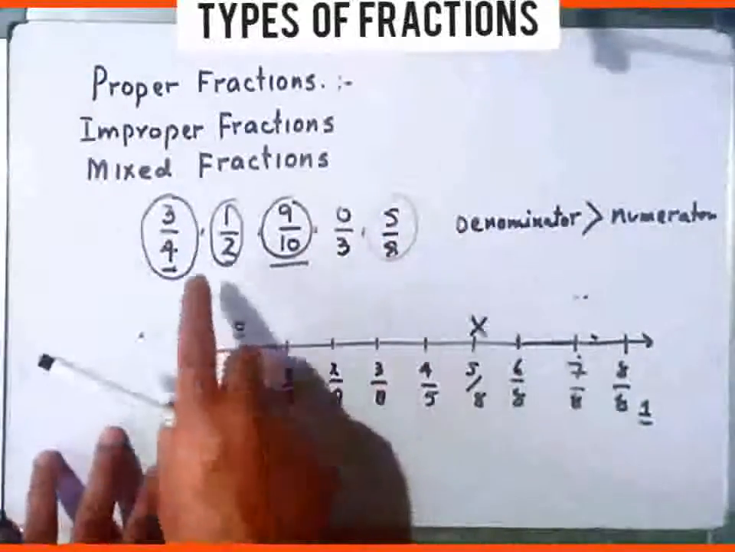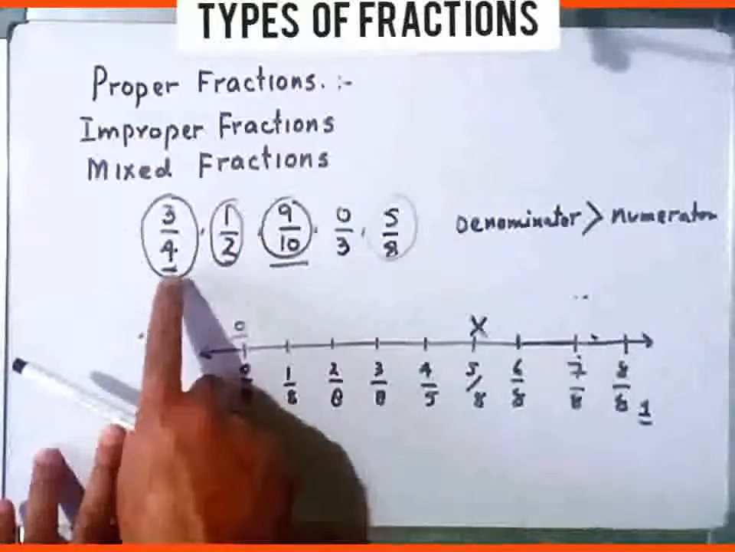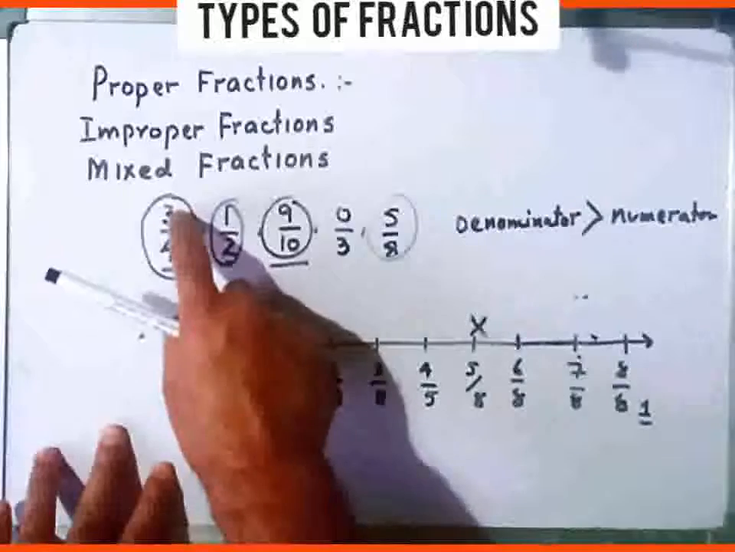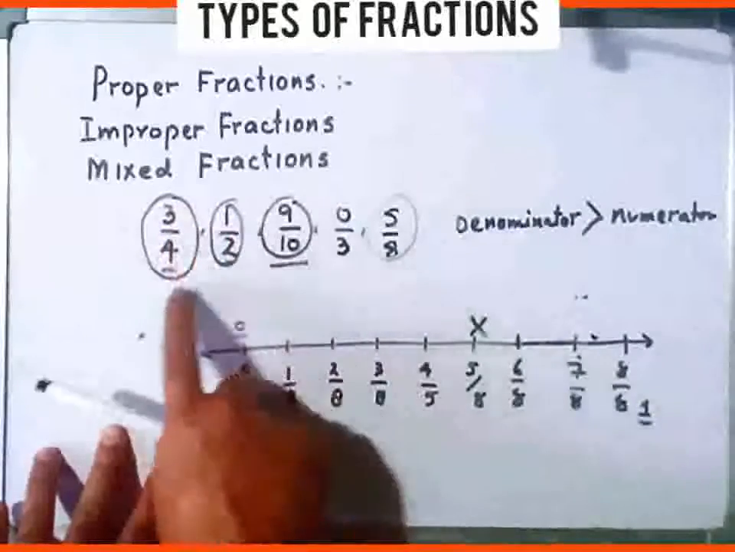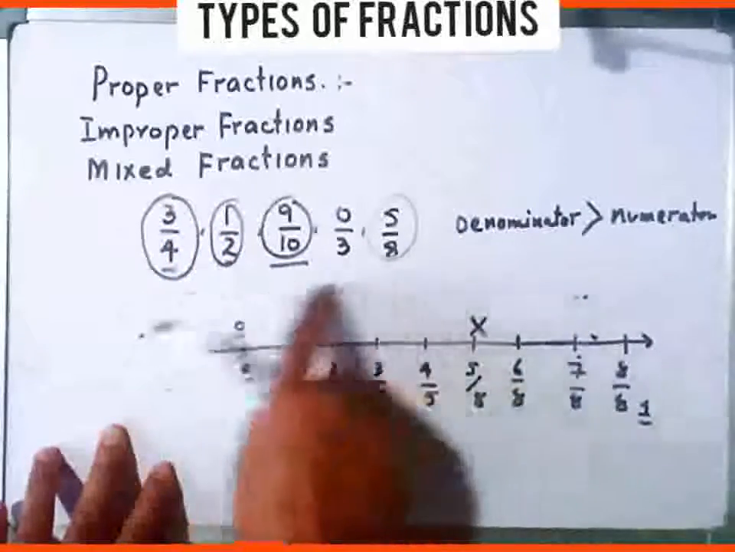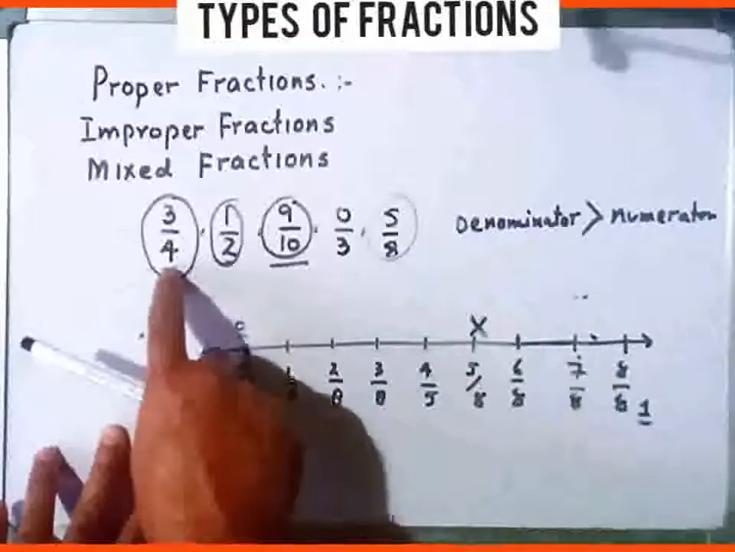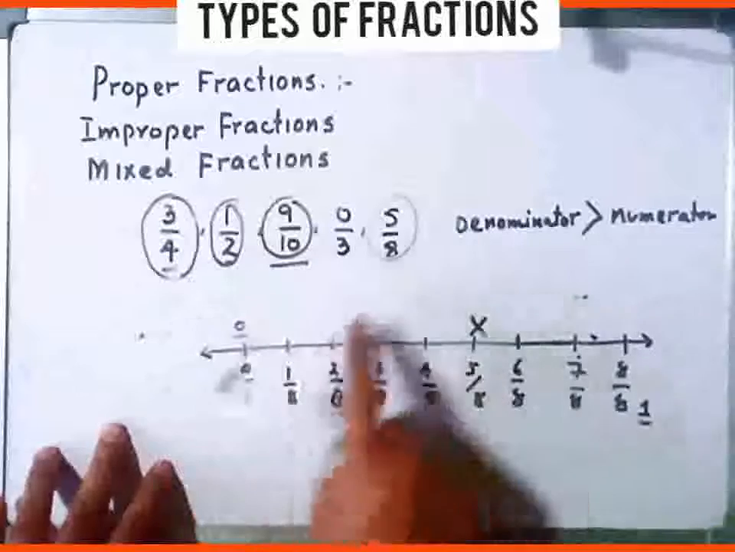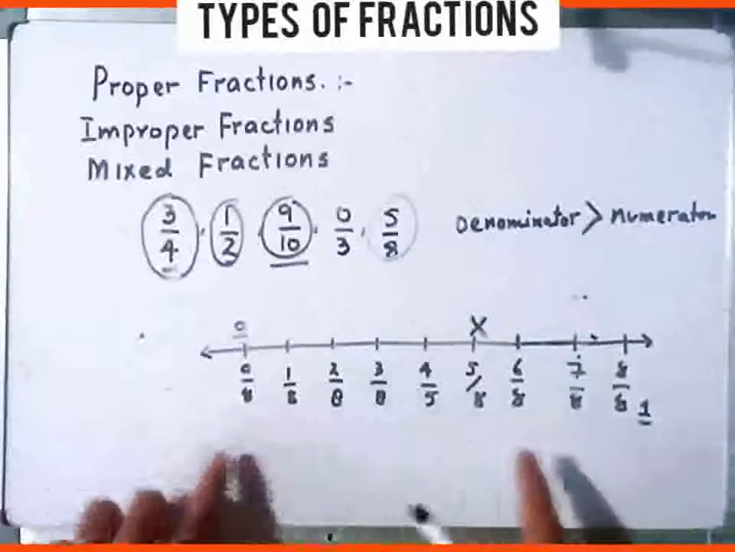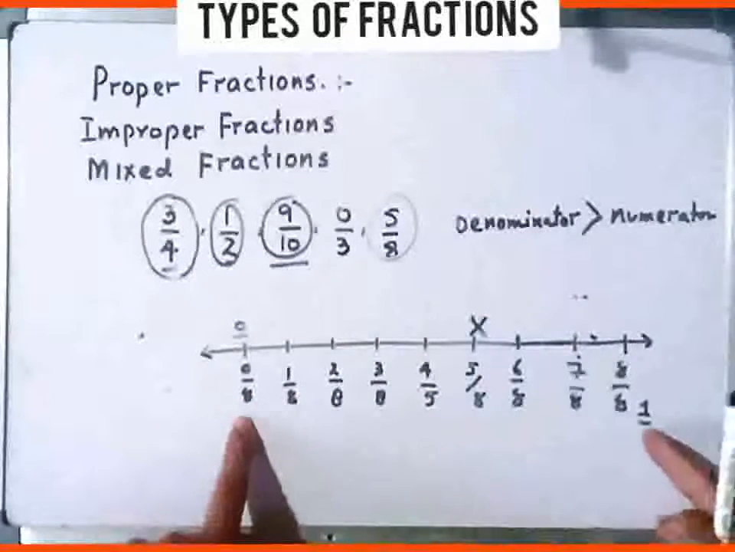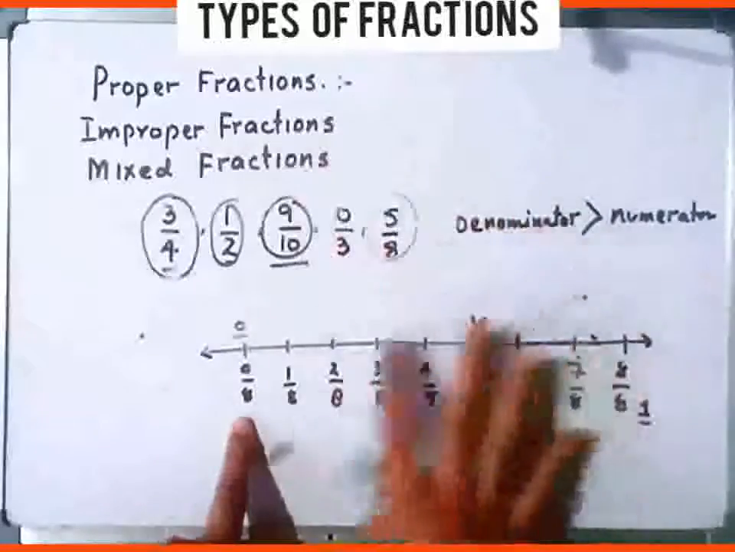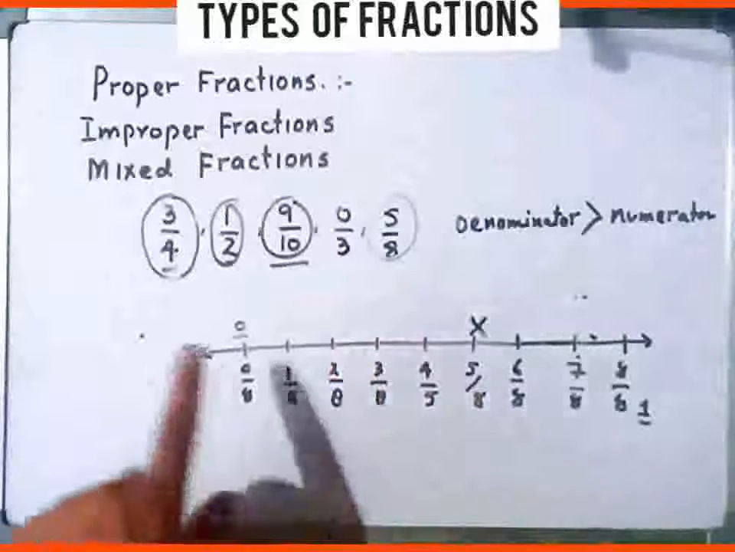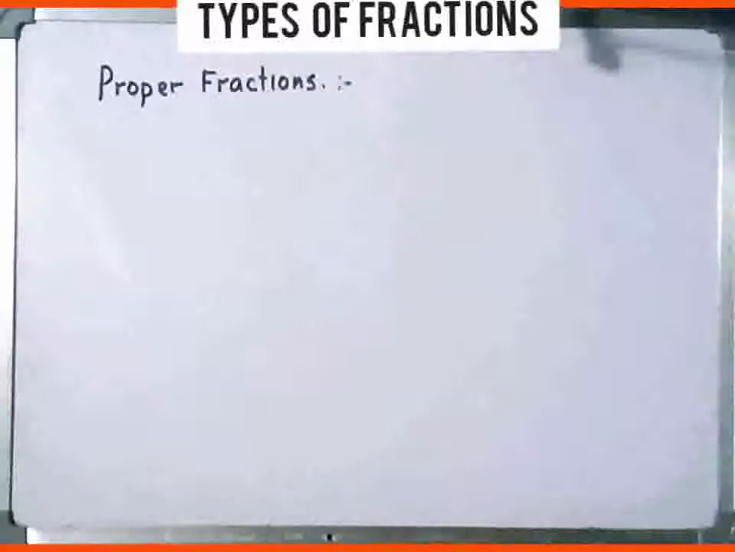In other words, we can say those fractions in which the denominator is bigger than the numerator. In all these fractions the denominator is bigger than the numerator, or we can say all these fractions exist between whole number 0 and whole number 1 on a number line. All these fractions are called proper fractions. Let's talk about improper fractions.